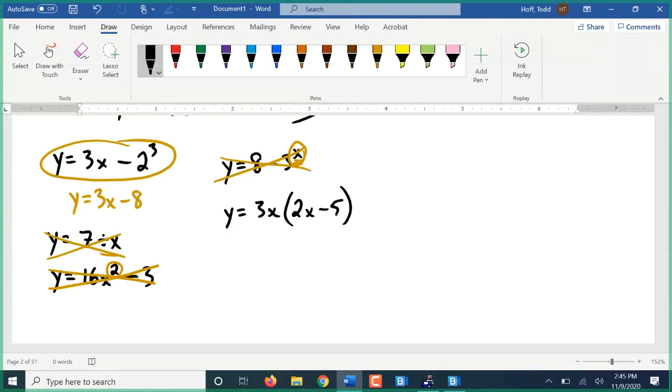This one here looks okay at first, but we realize we have to distribute the 3x. 3x times 2x is 6x squared. 3x times negative 5 is a negative 15x. So y equals 6x squared minus 15x. There's an x squared in there. Not going to work.